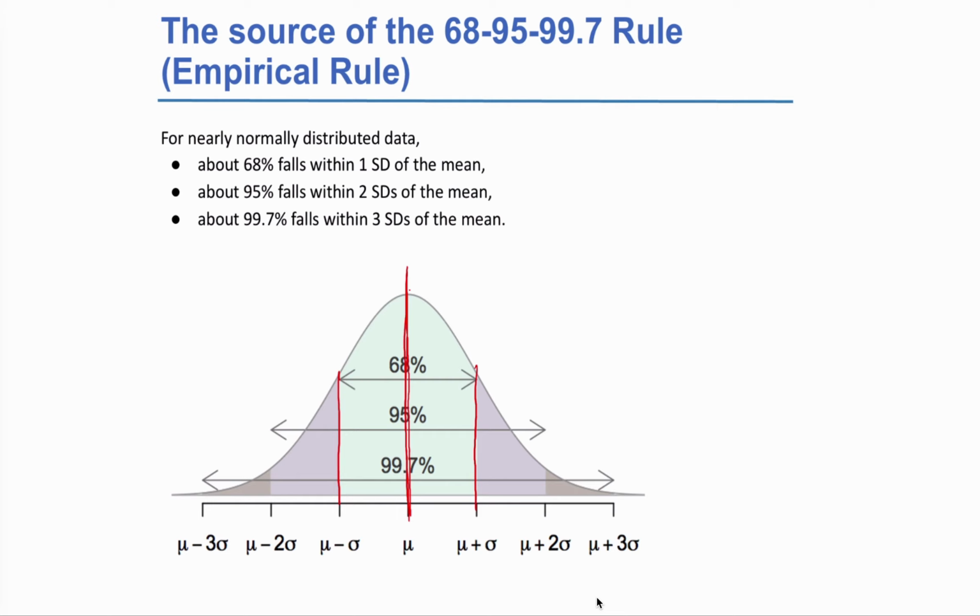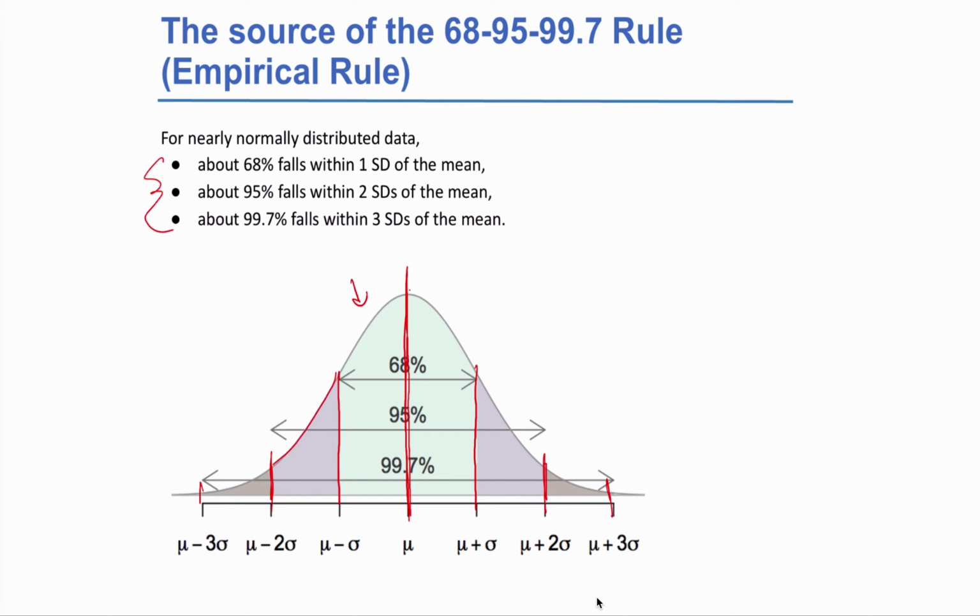About 95% of your data is within minus 2 standard deviations to plus 2 standard deviations. And then nearly all of it, about 99.7%, is within plus or minus 3 standard deviations. So if you remember this, you can figure out, just using some basic arithmetic, what percentage of the data fall within any of these whole number standard deviations, right?